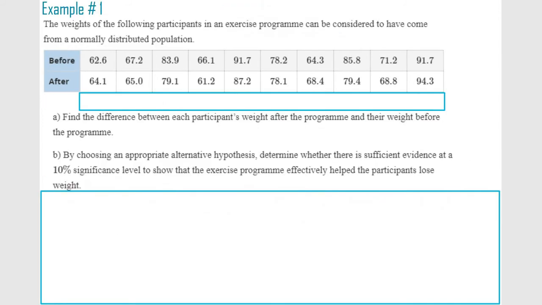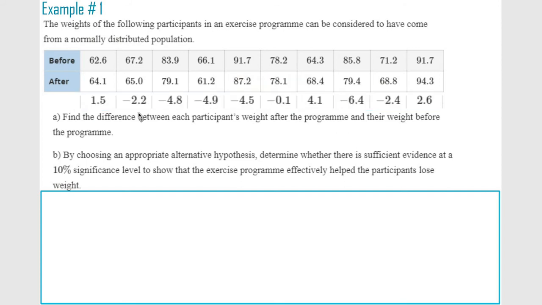All right, so let's do an example. So here we have, let's take the weights of the first trial. All right, and let's find the difference between the before and after weight. Okay, so we find the differences. We plug that into our calculator as list 1.